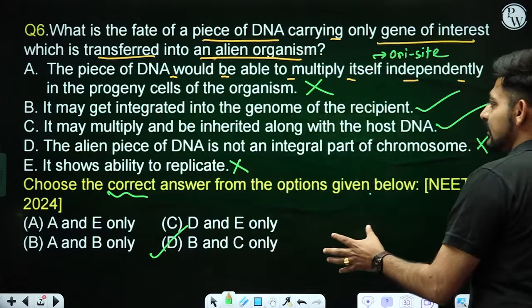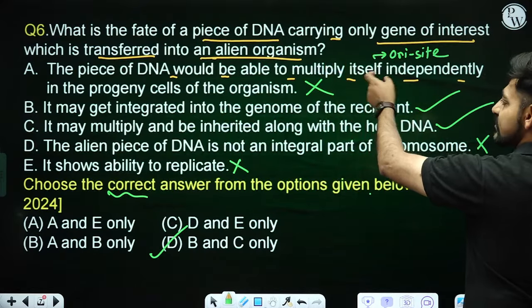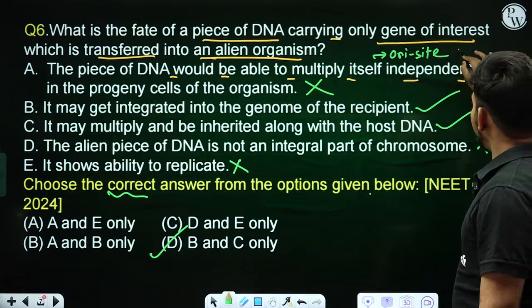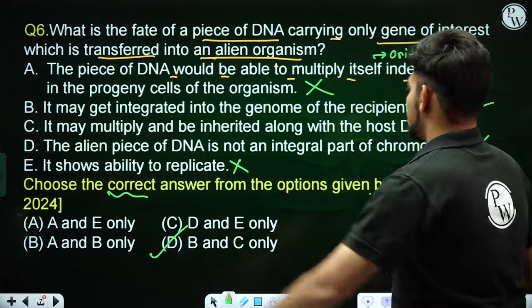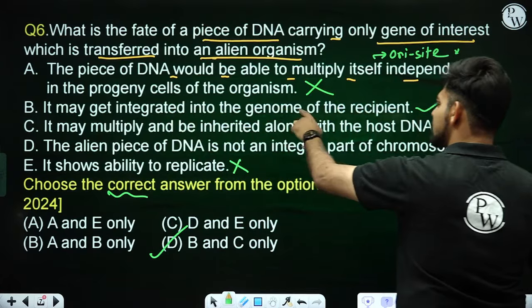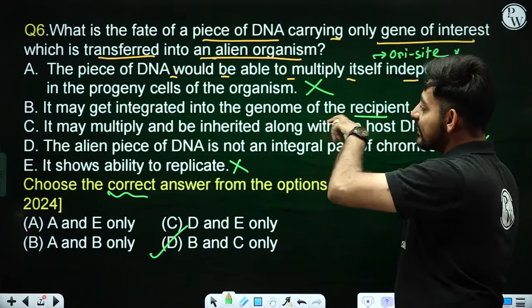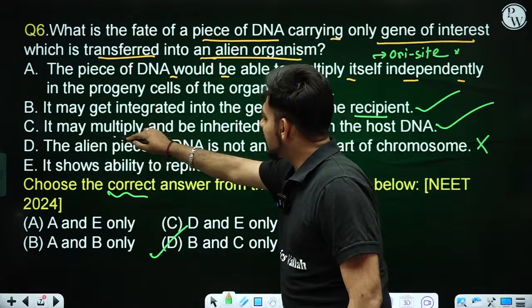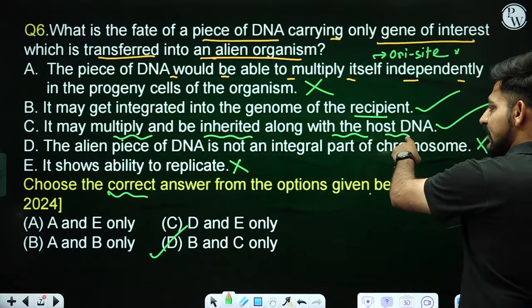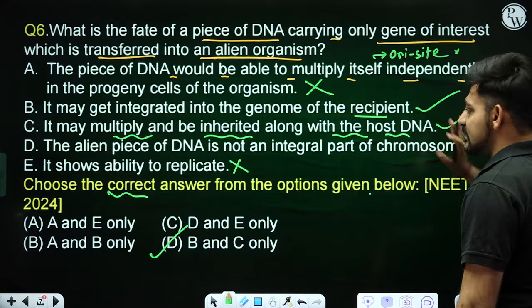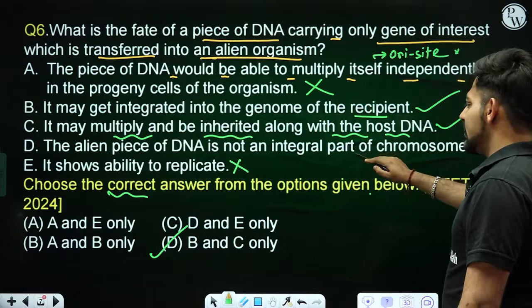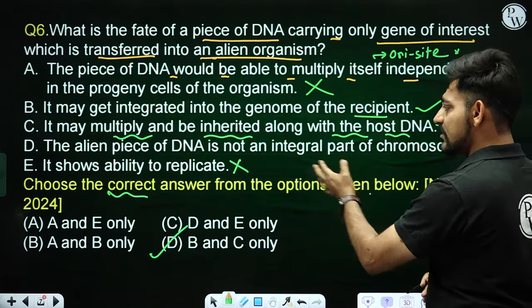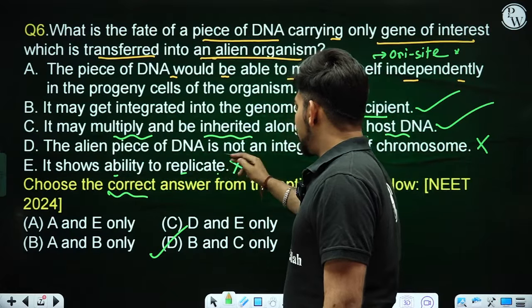Again I am explaining, the independent piece of DNA would not be able to multiply itself because it doesn't have the origin of replication. So that's why statement 1 is wrong. Statement 2 is correct because it may get integrated into the genome of the recipient. If it's getting directly integrated into the genome of the host, then that possibility is there. And if it's getting integrated, it can multiply and be inherited along with the host DNA. It's not present as a plasmid. You need to remember this. That's why B and C are correct. The alien piece of DNA is not an integral part of chromosome. Obviously, that alien piece of DNA is not an integral part of the host DNA. It's a separate one, an alien one, the gene of interest. It doesn't have the ability to replicate on its own.